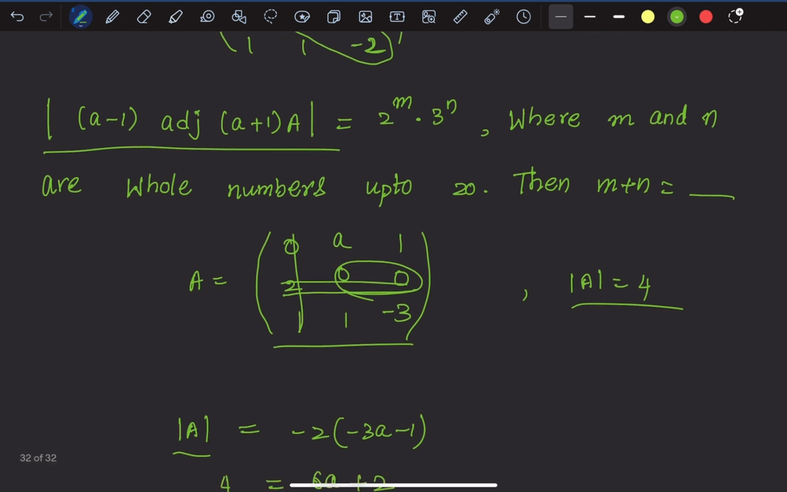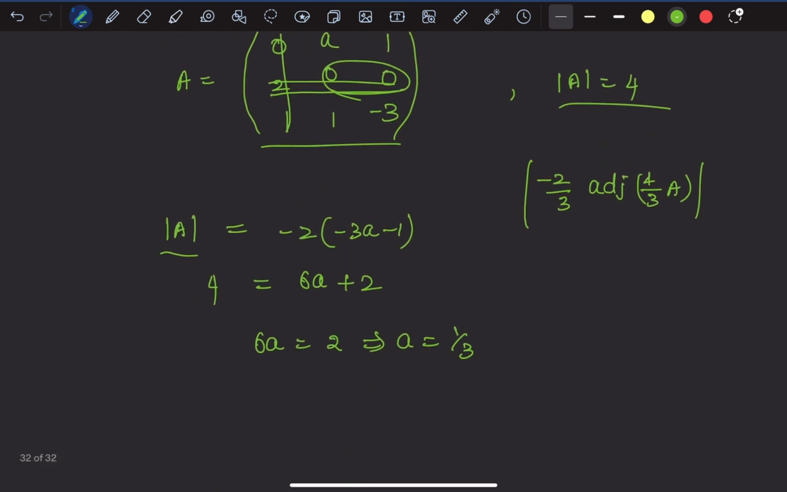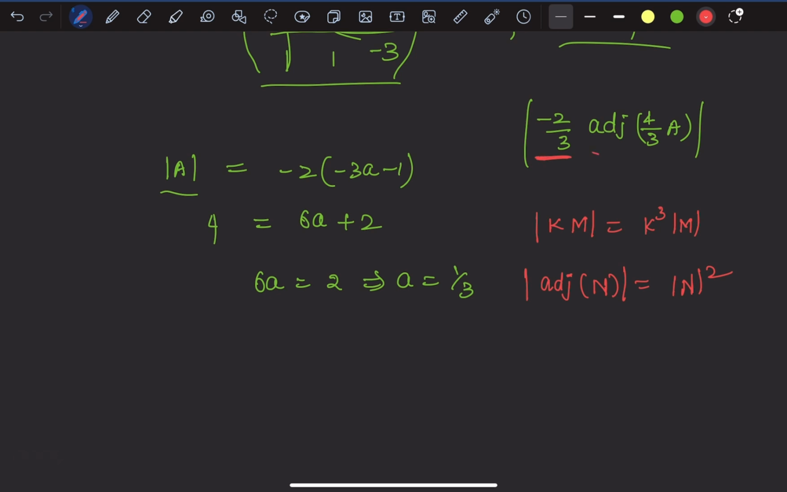Now we need the determinant of A minus 1 adjoint of A plus 1 A. A minus 1 is minus 2 by 3 since a is 1 by 3. Adjoint of A plus 1 is 4 by 3 A. So we have to find the determinant of this. Now we have some formulas. Det of k times some matrix M, if it's a 3 by 3 matrix, will be k cube times det M, and also det of adjoint of some matrix N, if it's a 3 by 3 matrix, will be det N whole square. Alright. So now here this is your k and this is your M.